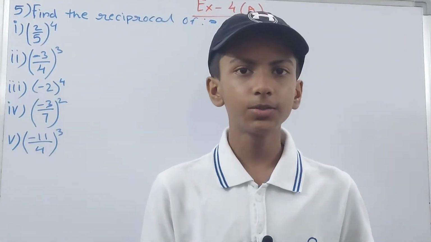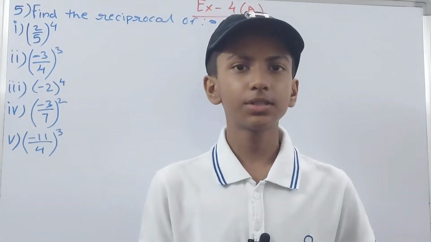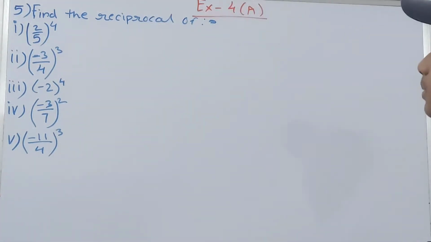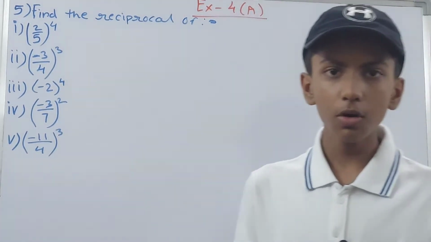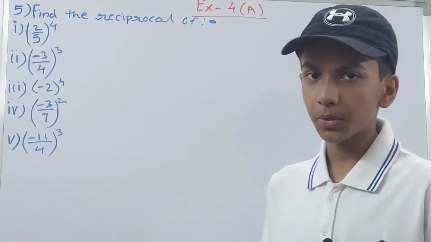In this video we are going to solve ICSE Mathematics Class 7 Chapter 4 Exponents Exercise 4A question number 5. This one is: find the reciprocal of. So we have to find the reciprocal of the given fractions, fractions with a power exponent.